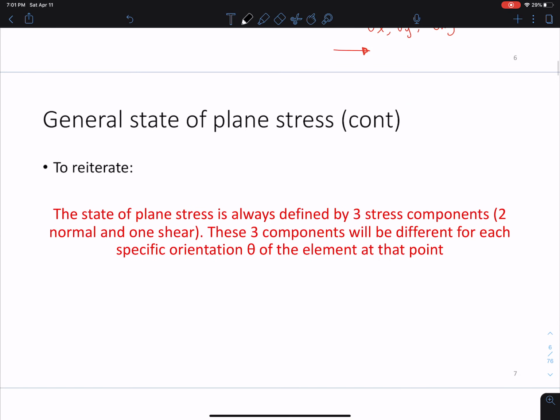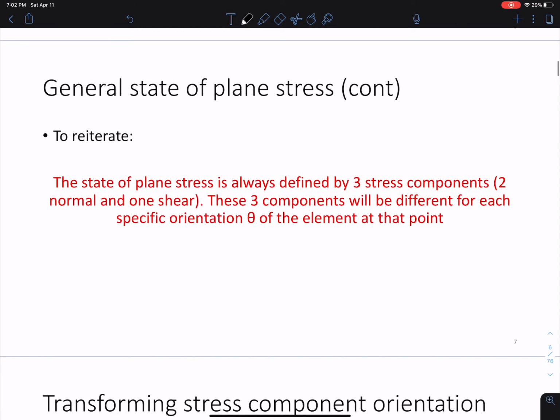Okay, so just to reiterate what's happening here, the state of plane stress is always defined by these three components: these two normal and one shear. And we're going to use these throughout this entire topic. These three components are different the minute I rotate that element. The minute theta is not 0, I can no longer say that sigma x, sigma y, and tau xy are the same for every theta. It's a function of theta, so they're changing, and I would have to recalculate those.